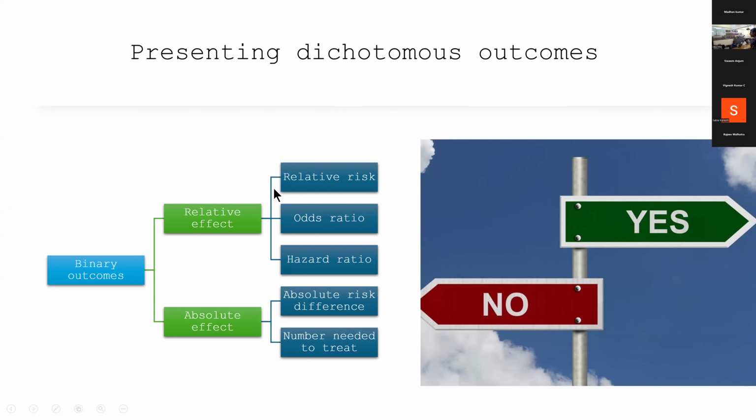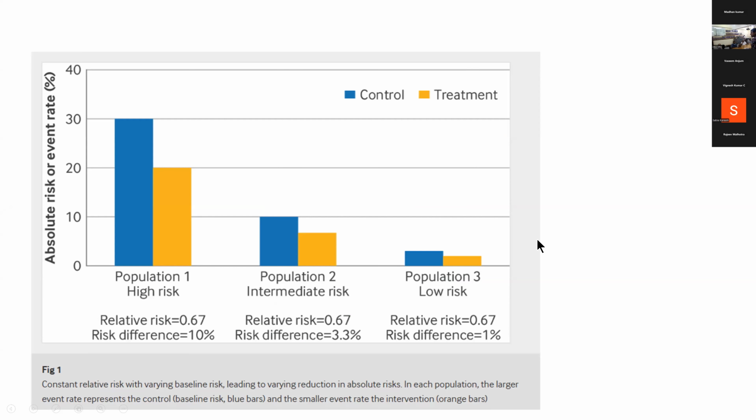So relative effect would be relative risk, odds ratio, and hazard ratio. And absolute effect you can present as absolute risk difference or number needed to treat. This was the picture which we got from the CORE-GRADE 2 paper, which looks at 3 different populations. And on your y-axis, you have the absolute risk of event. And after an intervention, the event rate comes down from 30 to 20.